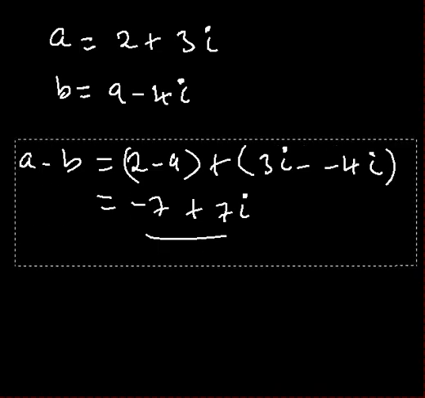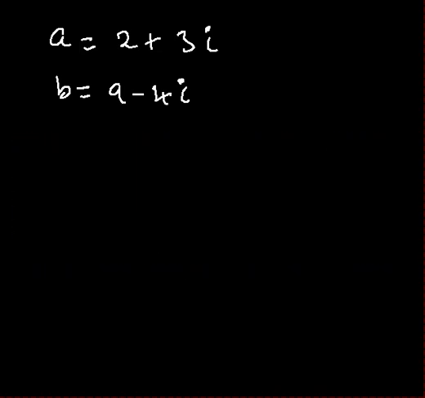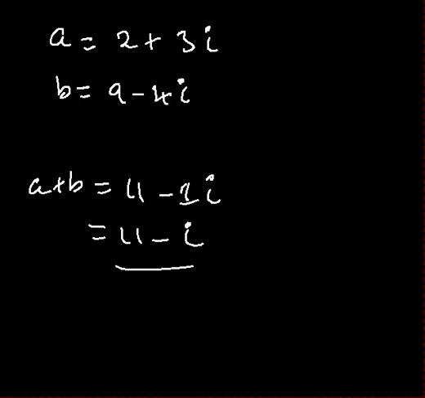And in the same case, what if we want to add them? Now if we are to add, we should add the real parts to get 11, and the addition for the imaginary parts gives 3i plus negative 4i, which is negative 1i. That is the same as 11 minus i. We should have it as that.